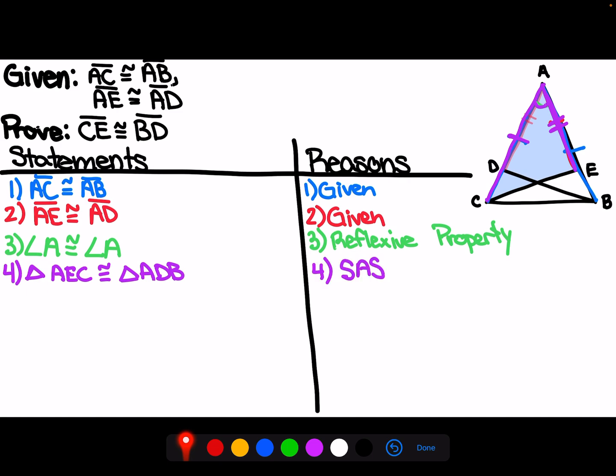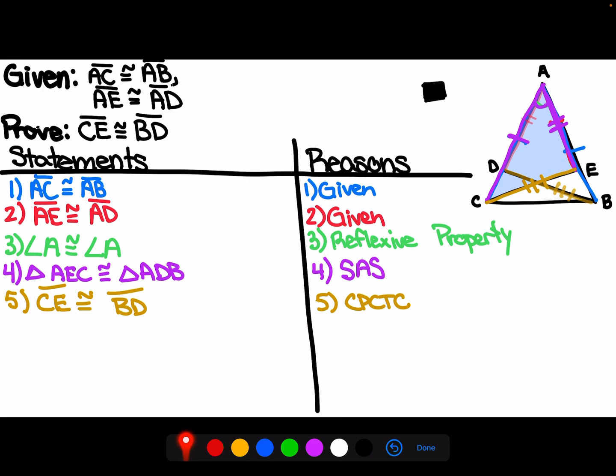Now, if the two triangles are congruent, well, doesn't that mean that all the corresponding pieces would be congruent? Well, yes. So we can say CE is congruent to BD, which is what we're trying to prove. And the reason I can say that these two segments are congruent is because if the triangles are congruent, then the corresponding parts of congruent triangles are also congruent. So that'd be CPCTC. Corresponding parts of congruent triangles are congruent. And with that, this proof is finished.